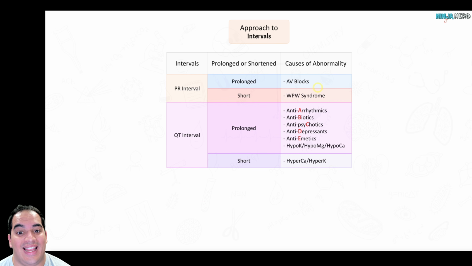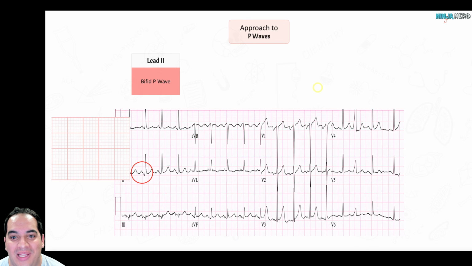All right, that's intervals. We now go to the P waves to determine if there's atrial enlargement. When I look at the P waves, I want to know, does the patient have left atrial enlargement or right atrial enlargement? So I'd like to look at lead 2 first. When I look at lead 2 and I really zoom in here, you see how the P wave appears to have a split? We call that a bifid P wave. When you see bifid P waves in lead 2, that makes me think about left atrial enlargement.